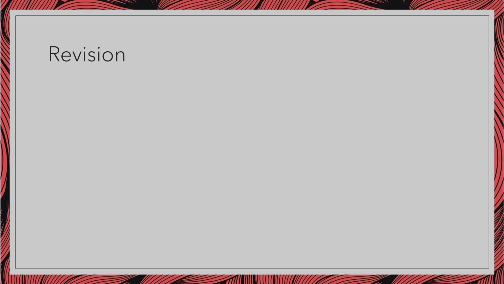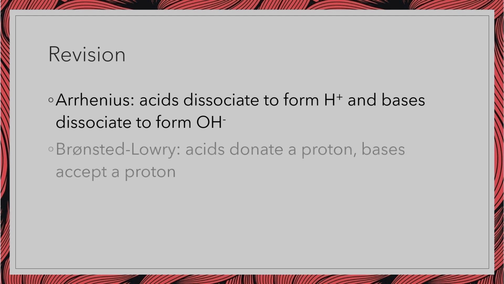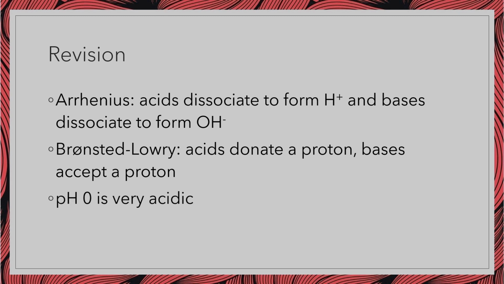So revision questions, make sure you've done them. Here are the answers. So Arrhenius acids dissociate to form H+, and bases dissociate to form OH-. Bronsted-Lowry acids donate a proton, and the bases accept a proton. pH 0 is very acidic, pH 7 is neutral, and pH 14 is very basic. Remember, we measure pH on a scale of 0 to 14.